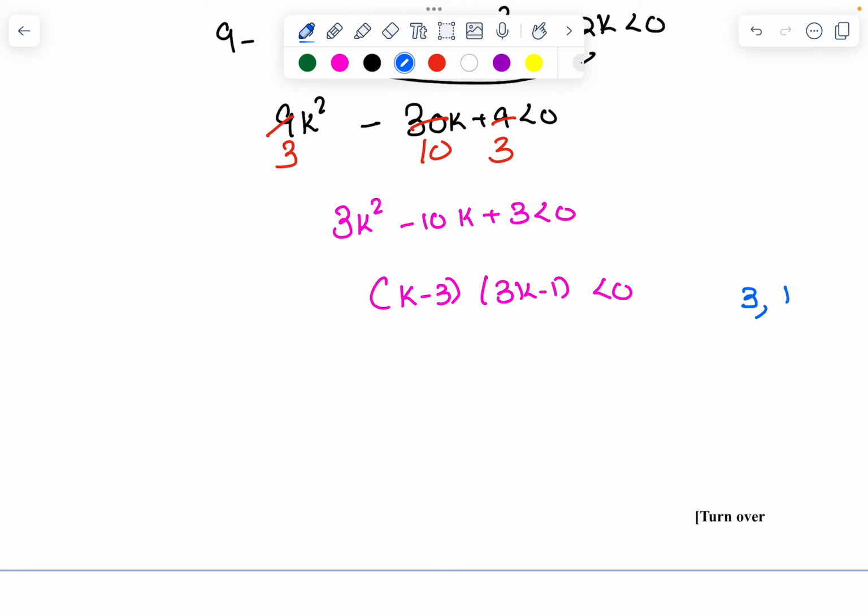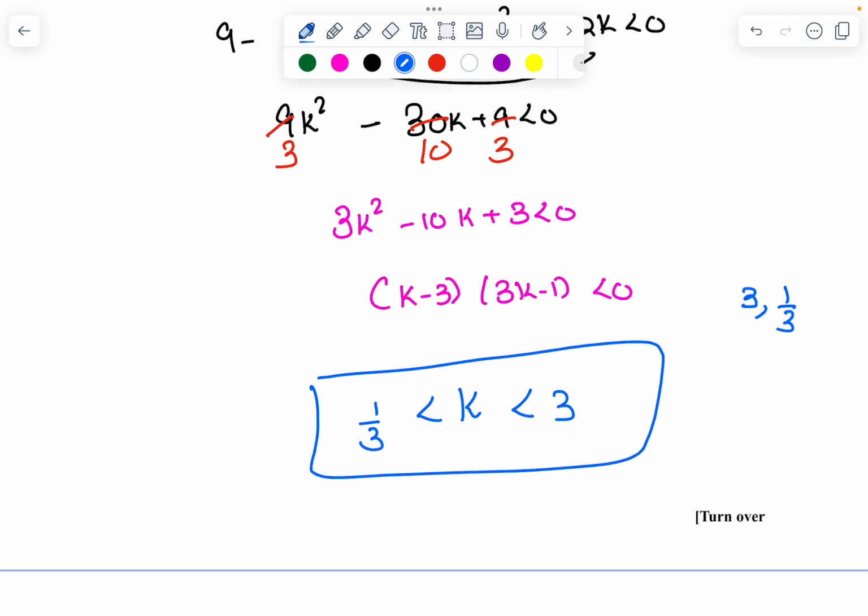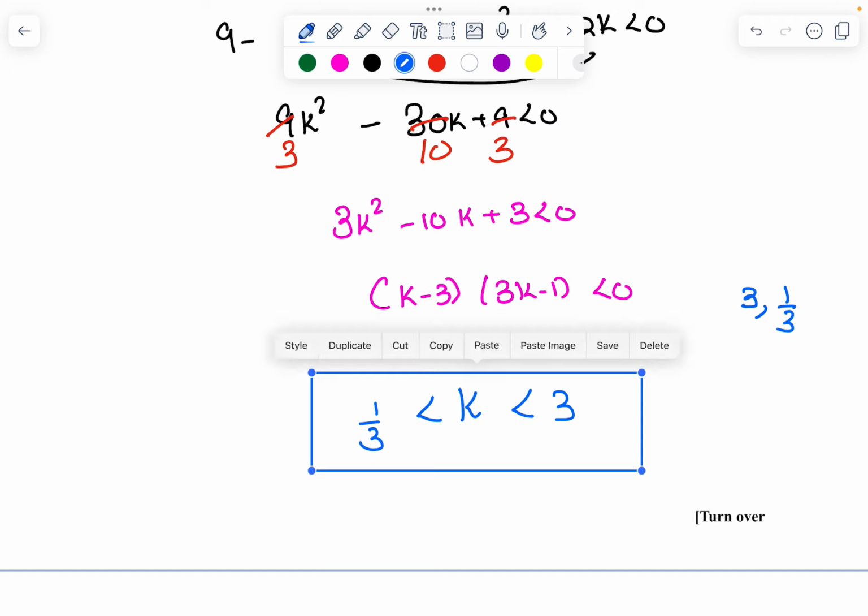So what are the critical values? 3 and 1 upon 3. Whenever it is less than 0, this is going to be the answer. k lies between 1 upon 3 and 3.